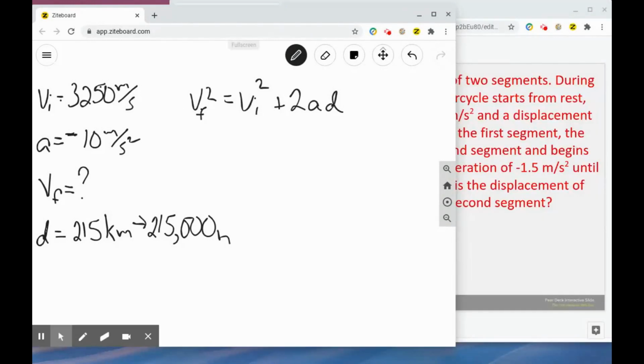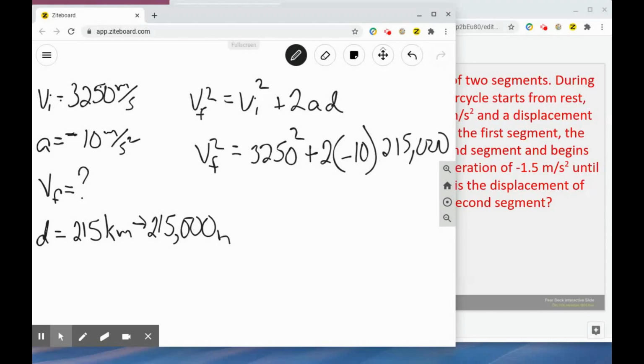So if we plug that in, VF is what we're looking for. VI we said was 3,250, so squared, plus 2. A is negative 10, and our distance is 215,000 meters. So when we solve, make sure that you square root your answer. VF ends up being 2,502.5 meters per second. And if we look at this, we started out going 3,250 and we were slowing down. So that makes sense as our answer.